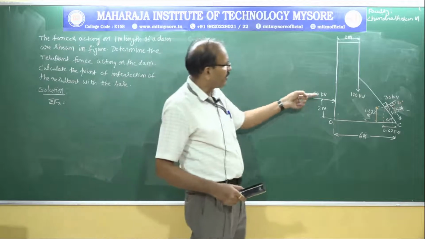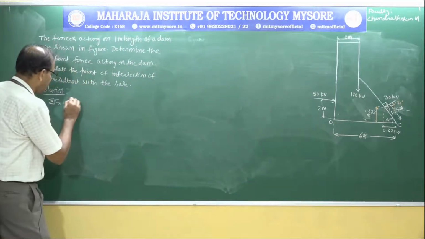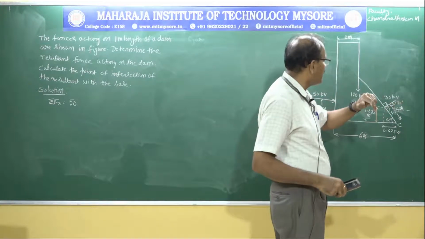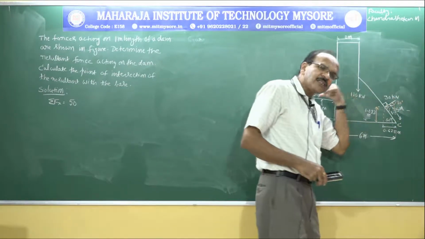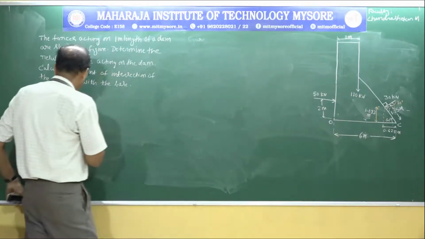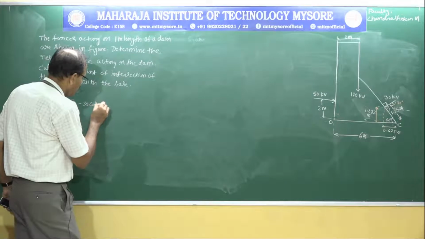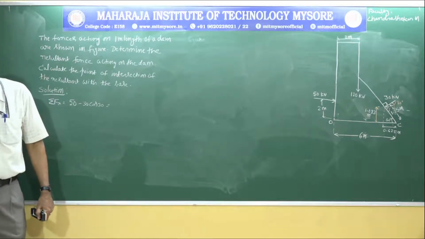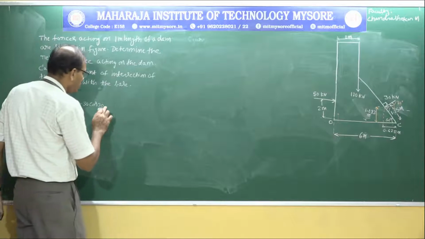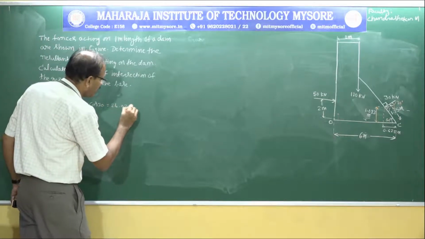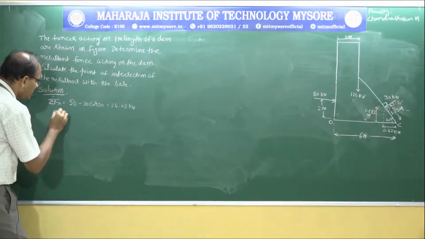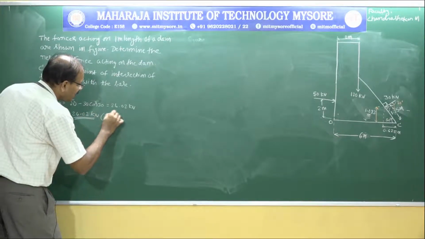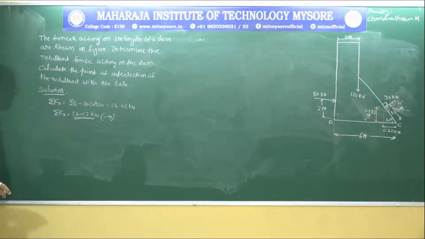Now I am going to take sigma Fx. What are the horizontal forces? 50 kilonewton, acting to the right. And the horizontal component of this other force is 30 cos 30, acting to the left, so it is minus 30 cos 30. I don't see any other horizontal force. Finally, that is equal to 24.02 kilonewton. With a positive sign, sigma Fx equals 24.02 kilonewton, and positive means this force is acting to the right.